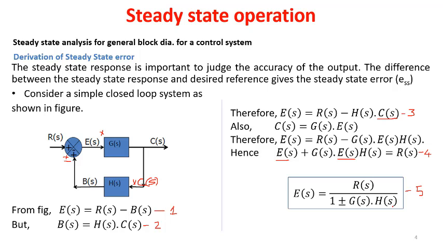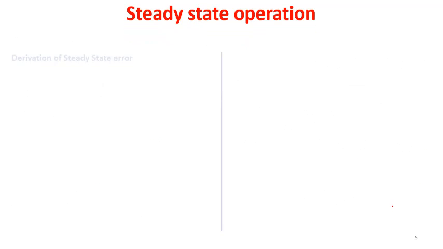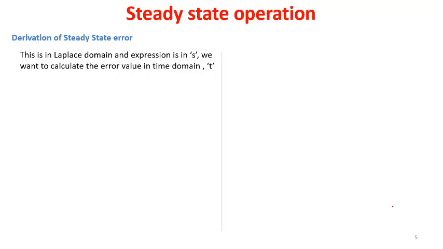So we have to convert this one into a time domain function. That is, this Laplace domain expression is in the s domain. We want to calculate the error value in the time domain. The need of calculating the error in the time domain is that the response curves or response outputs will be a function of time. Hence we have to convert the s domain into a time function to predict the response of the given system.